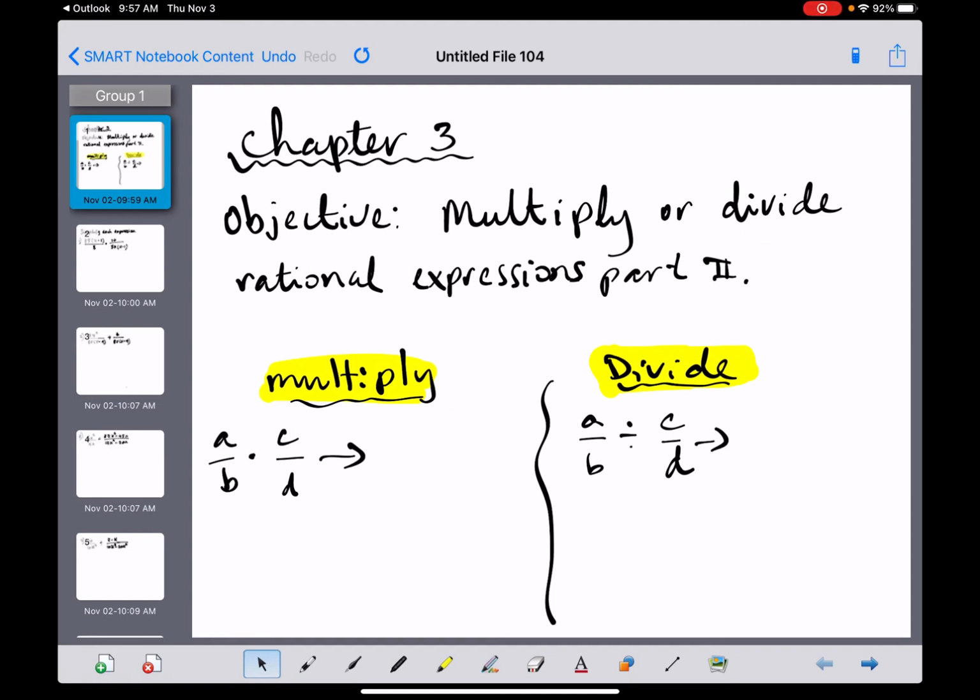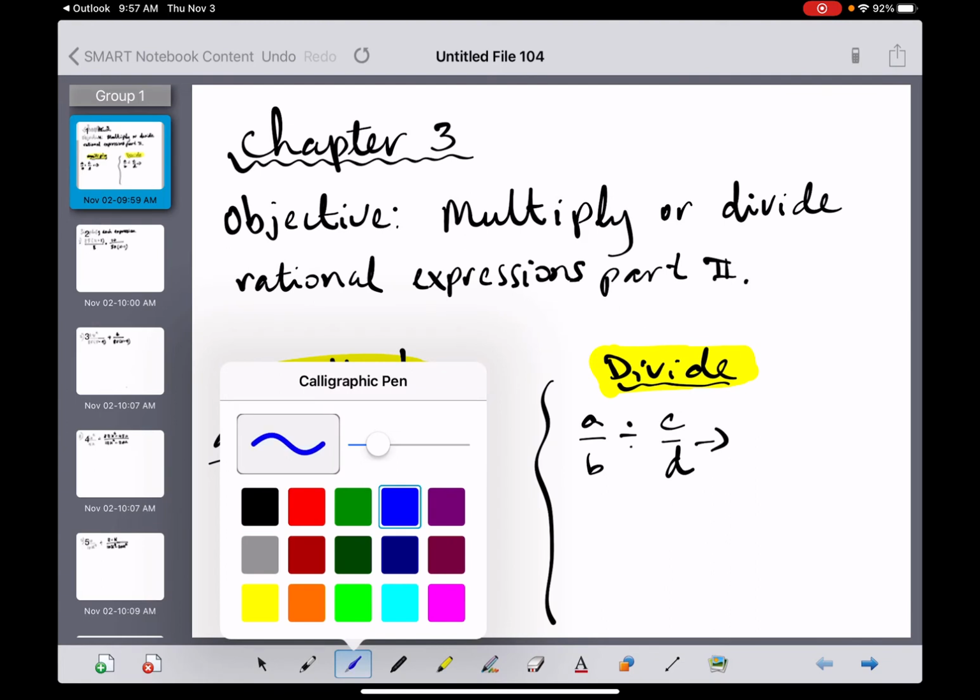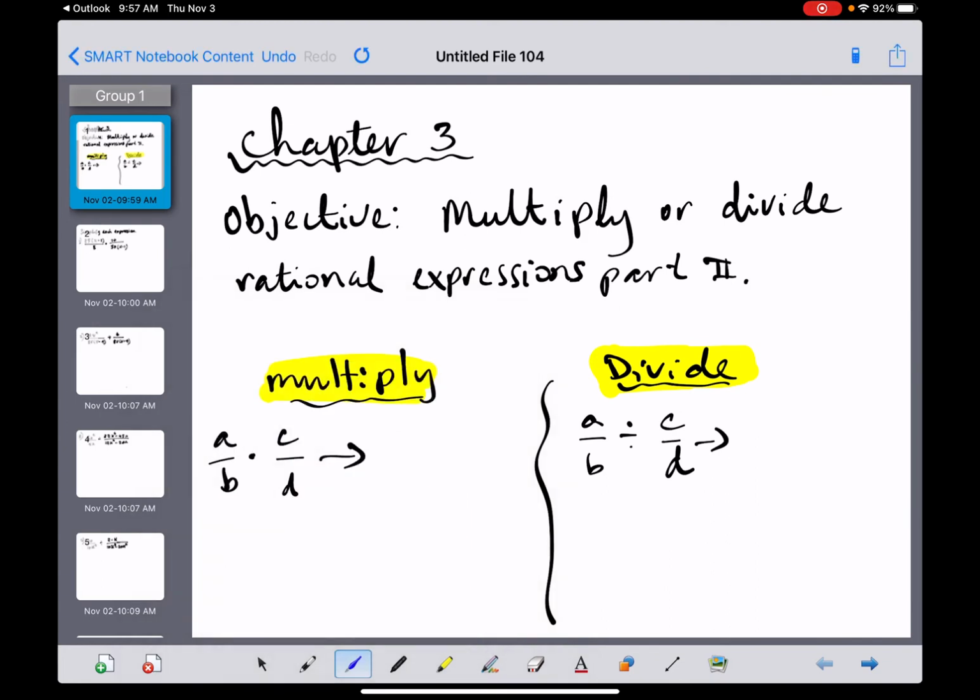Okay guys, today we're going to learn how to multiply or divide rational expressions. This is part 2, okay? So from the previous lessons, we learned that when we multiply rational expressions, we multiply them straight across, okay? So for example, A over B times C over D is AC over BD.